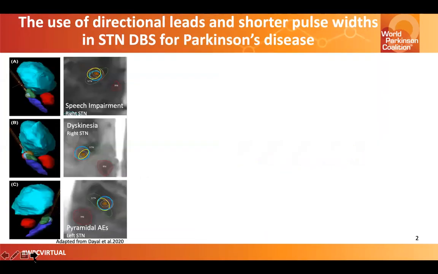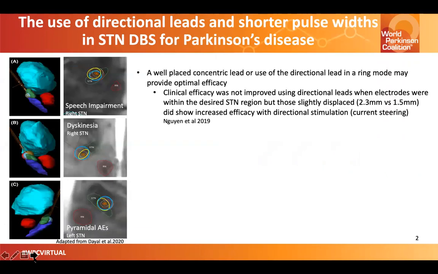So I'm going to discuss the use of directional leads and shorter pulse widths in the subthalamic nucleus for treating Parkinson's disease with DBS. And it's true that a well-placed concentric lead, or the use of a directional lead in a ring mode, may provide optimal efficacy. Clinical efficacy was not improved using directional leads when the electrodes were within the desired STN region. But those even slightly displaced, 2.3 millimeters compared to 1.5 millimeters, did actually show increased efficacy with directional stimulation or current steering.